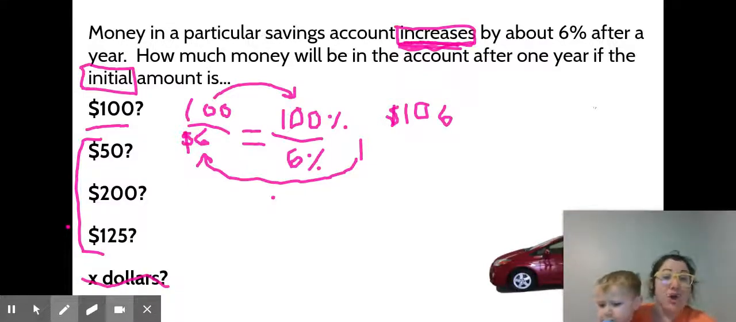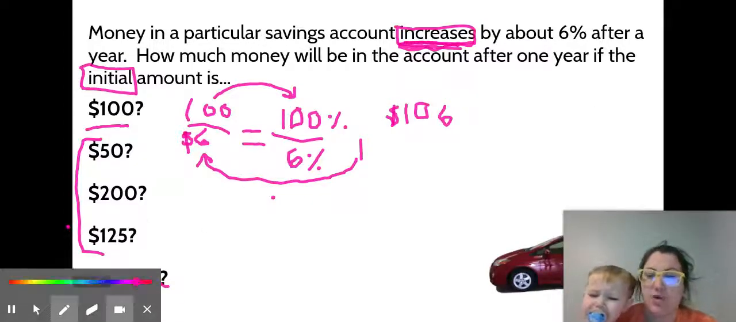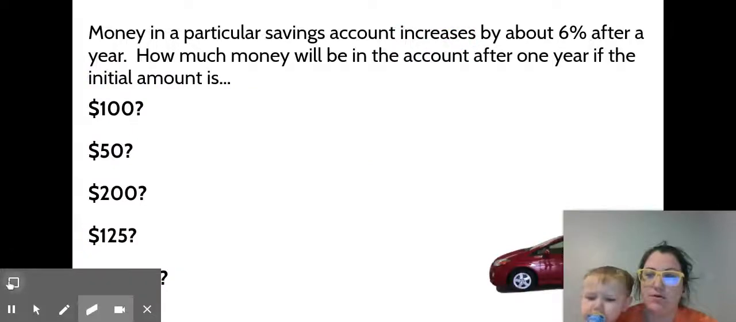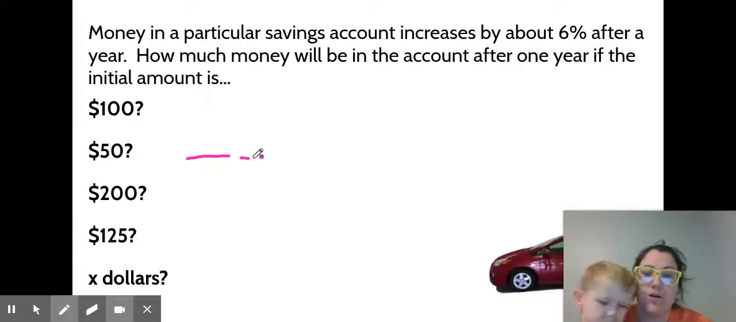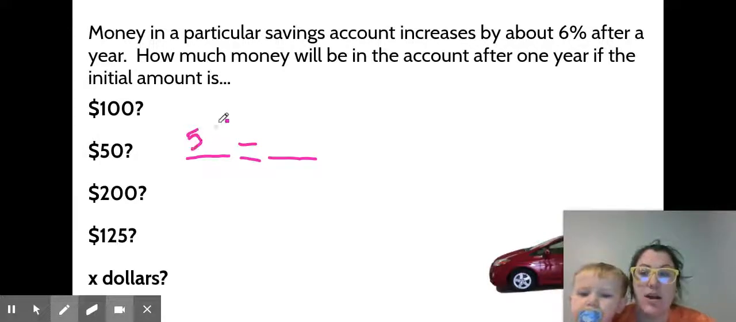Okay, so that is our 1 minute. Let's go ahead and talk through each of these problems. I'm going to erase my work for my last one. My next one is they're going to start with $50. Remember, starting means that it's your original, means it's your 100. 100 and original both start with the letter O. So $50 is what I start out with, and that's 100%. And I'm trying to find 6%.